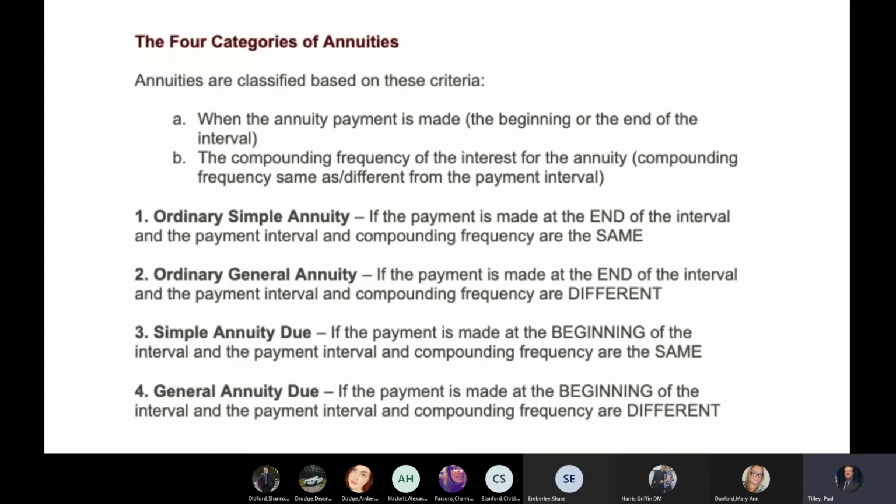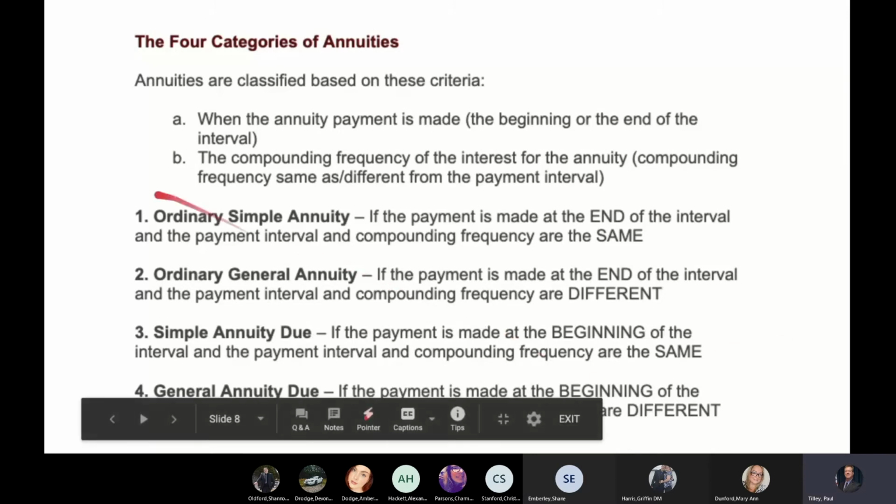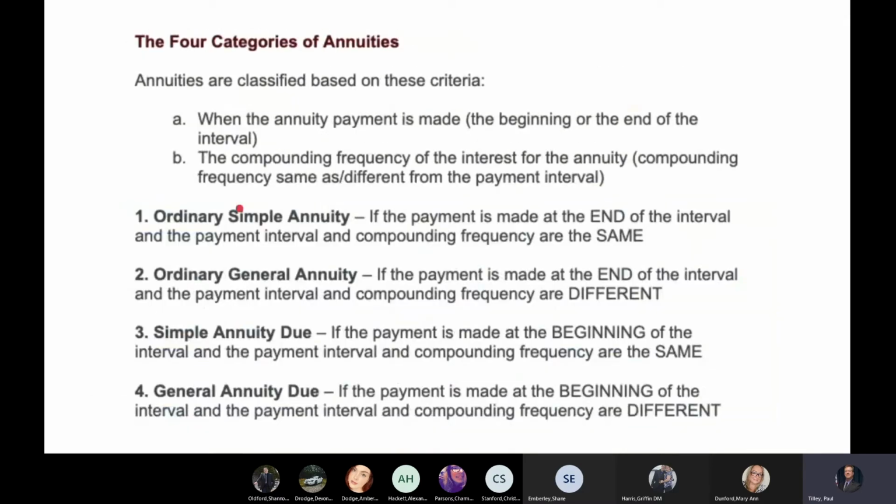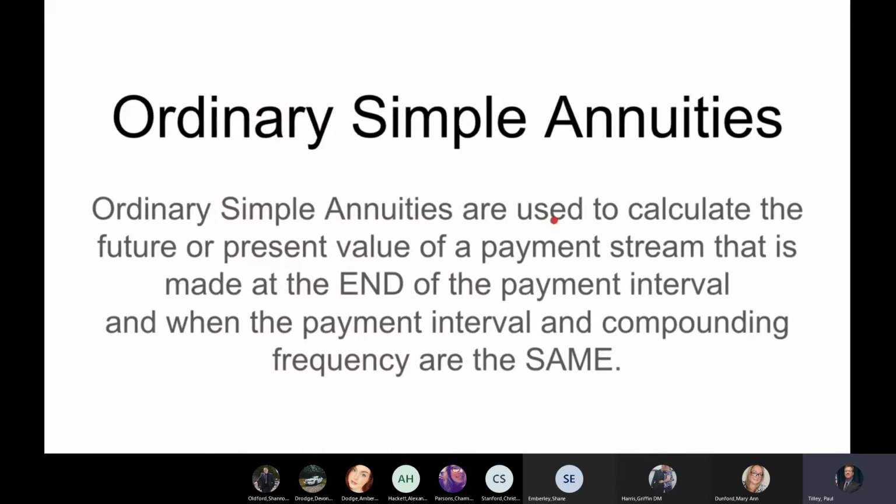The first section, in this section that we're dealing with today, we're looking only at number one. We're looking at the ordinary simple annuity. This is what we're going to look at first. Okay, so this is what we're looking at today.